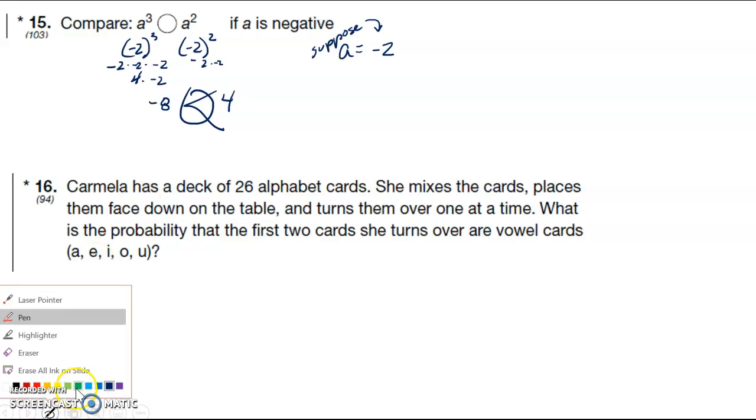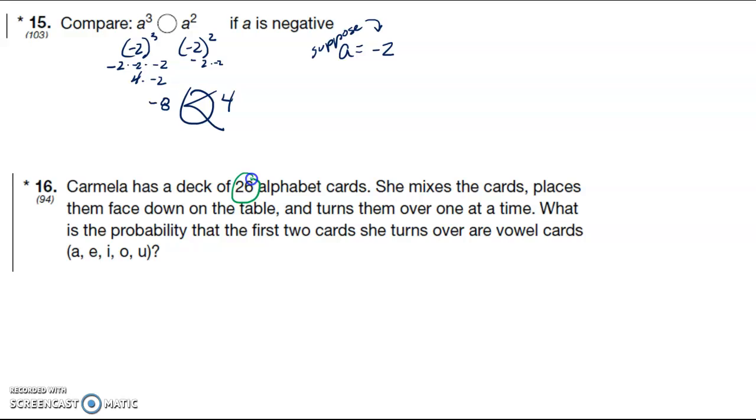Let's change colors. Carmilla has a deck of 26 alphabet cards. She mixes the cards, places them face down on the table, and turns them over one at a time. What is the probability that the first 2 cards she turns over are vowels, A, E, I, O, or U? Okay, so the probability the first time of a vowel is going to be 5 out of 26. If that is a vowel, then the probability the second time of a vowel is going to be 4 out of 25, because we took a vowel out the first time, so we'll have one less card.